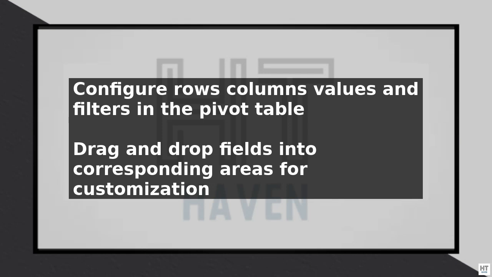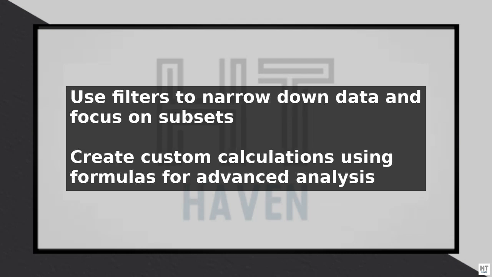Some best practices to keep in mind when working with pivot tables include keeping your data organized and up to date, using meaningful and descriptive headers, and using filters and conditional formatting to highlight important trends and insights. By following these steps and best practices, you can create powerful and informative pivot tables in Google Sheets to help you make sense of your data and drive business decisions.